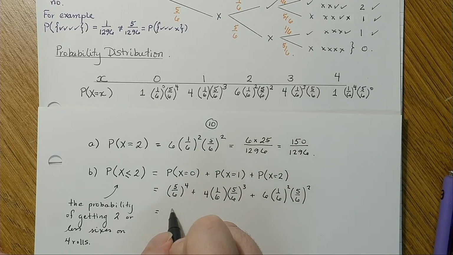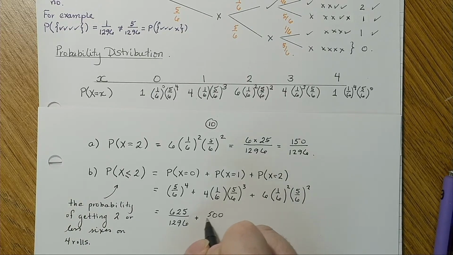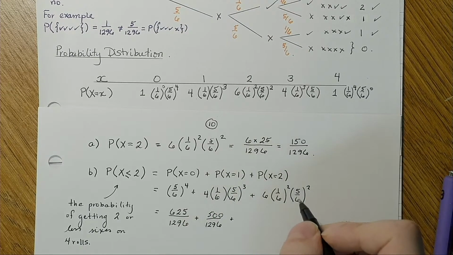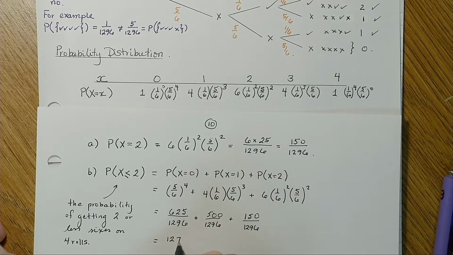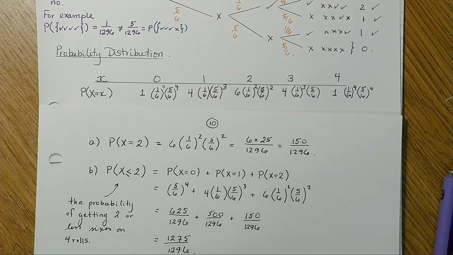So 5 to the 4th, that's 625 over 1296. And then you get 5 cubed, which is 125, times 4. So that's 500 over 1296 plus you get 6 times 25, which is 150. So 625 plus 500 plus 150 gives you, I think, 1,275 over 1296.